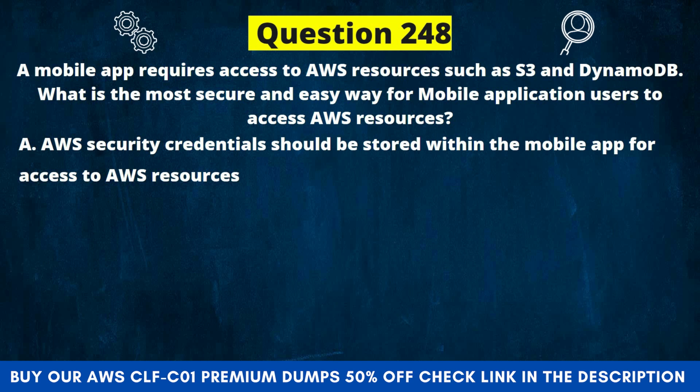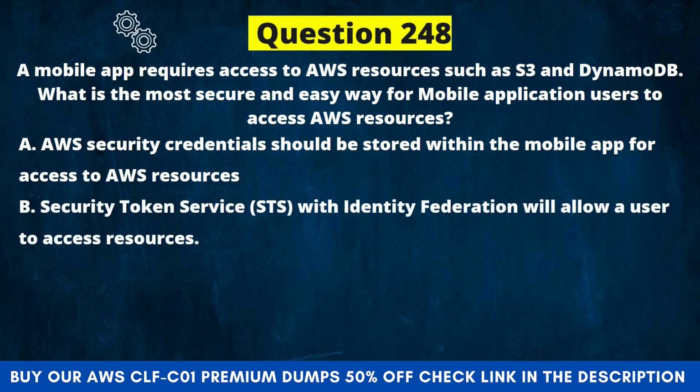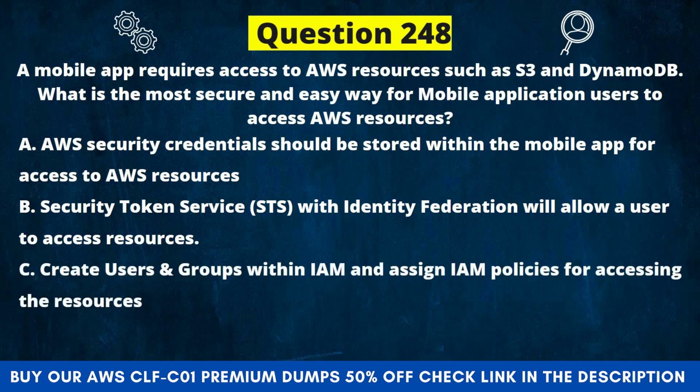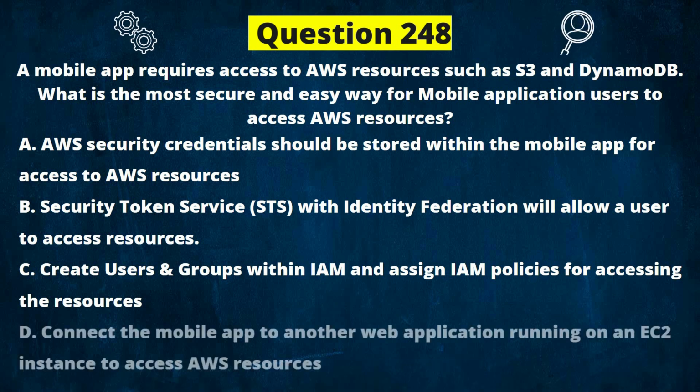A. AWS security credentials should be stored within the mobile app for access to AWS resources. B. Security token service with identity federation will allow a user to access resources. C. Create users and groups within IAM and assign IAM policies for accessing the resources. D. Connect the mobile app to another web application running on an EC2 instance to access AWS resources.